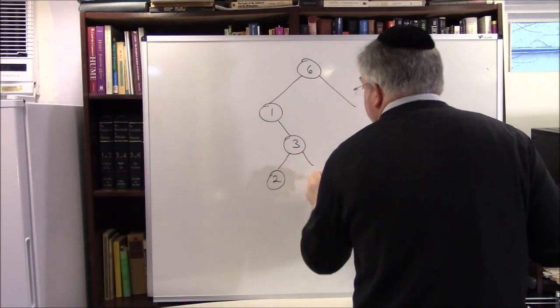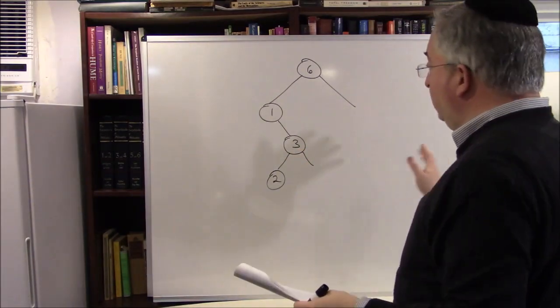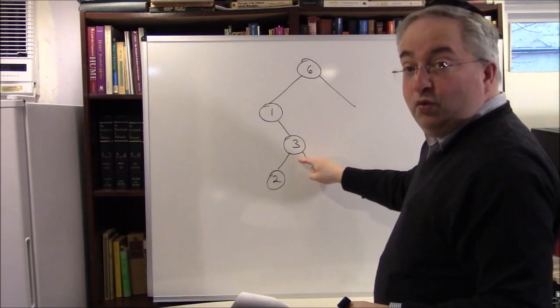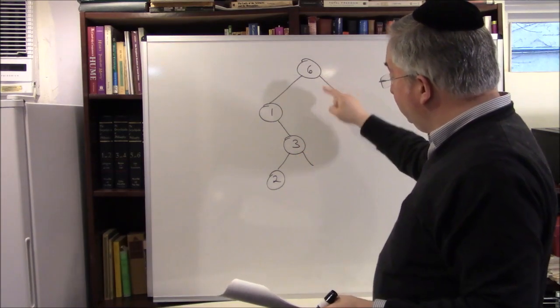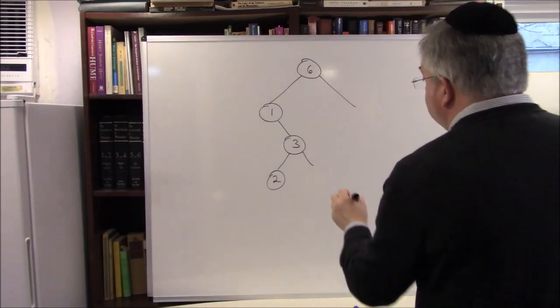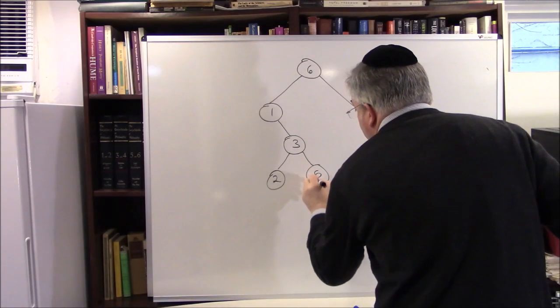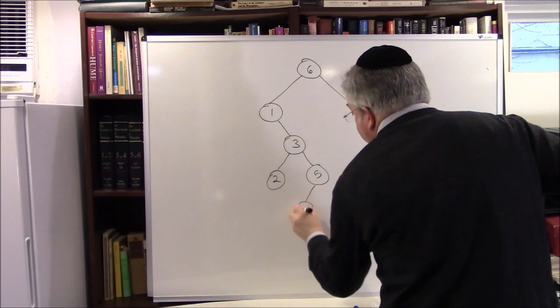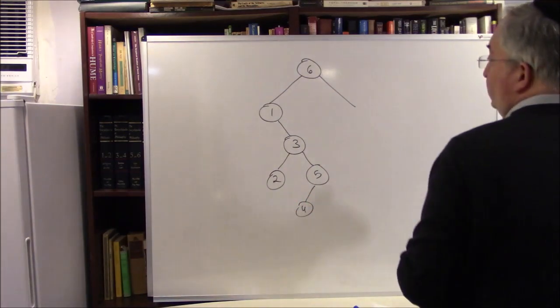And this has a right child. It's going to have everything from 4 to 5, not 6, 4 to 5. So if I look up 4 to 5, I get 5 as my root. Okay. And 4 is going to be his left child. Same thing on this side.